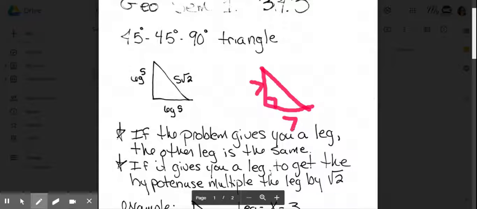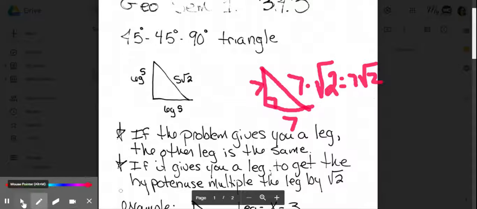Okay? Now, the other part of our equation is if it gives you a leg, in order to get our hypotenuse, we have to multiply by the square root of 2. So if we look at this one that we just made, that'd be the same thing as 7 times the square root of 2, which equals 7 square root 2.